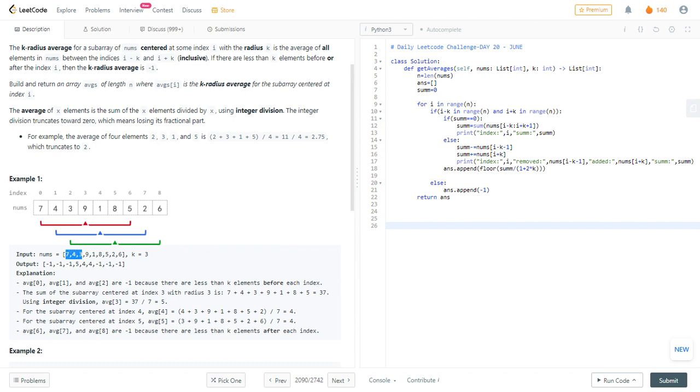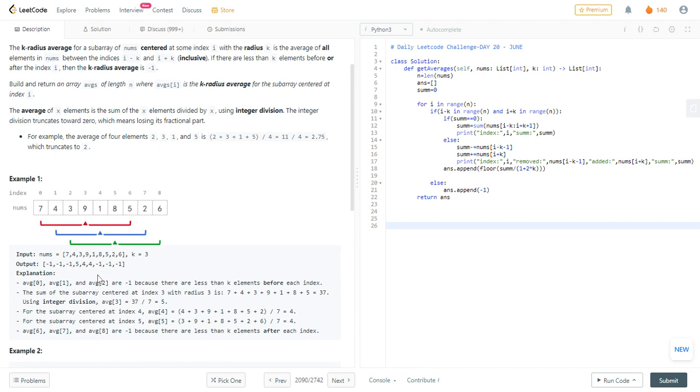9 is anyway there. Three numbers before 9 and three numbers after 9. I have to take them, take the sum and take the average. That is what we have to do. And suppose I am at a position near the start, where I cannot take three numbers to the left of 4. In that case, we have to give -1.